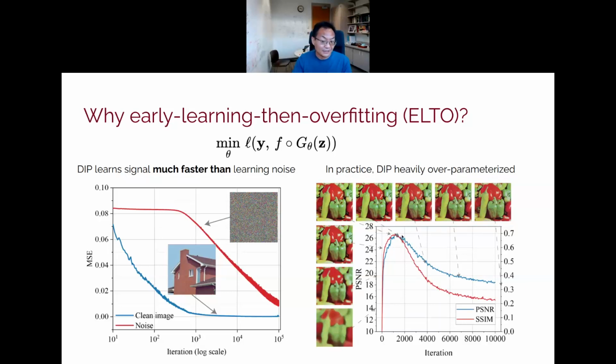Later on, if you continue to run it, because practically people are using very powerful networks here, it is so powerful that it can basically fit everything. So if you continue to run it, the noise starts to kick in, and that's why the performance starts to degrade and you see the noise come in. Of course, this is not a theoretical explanation. There is some theory for simplified models of this, but empirically, this is evident if you run this kind of experiment.